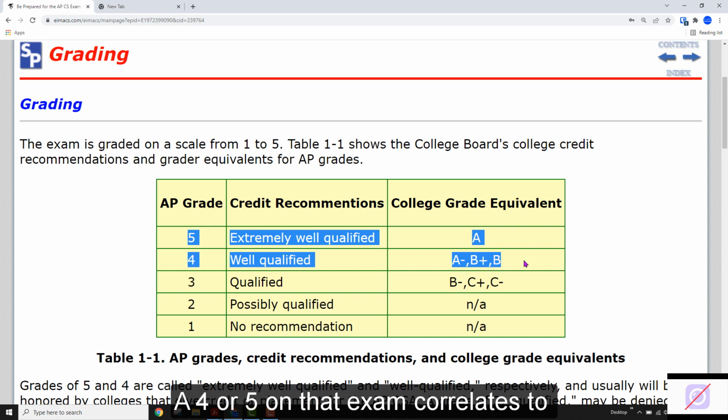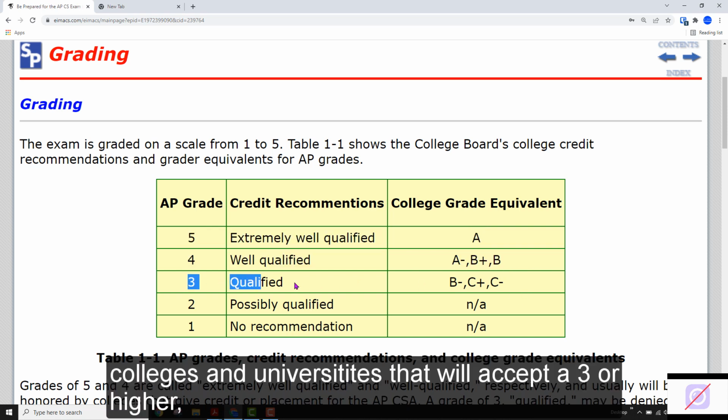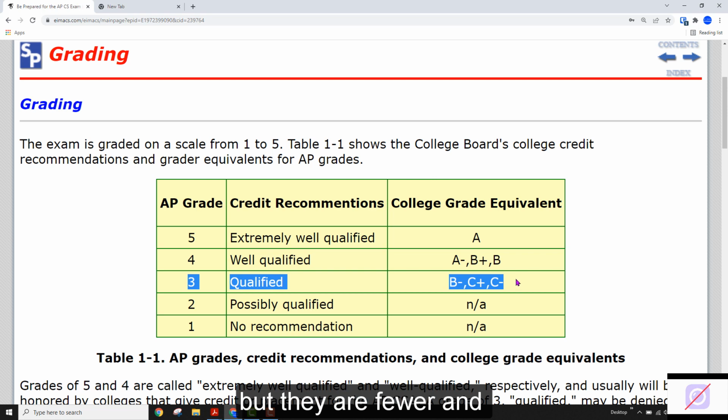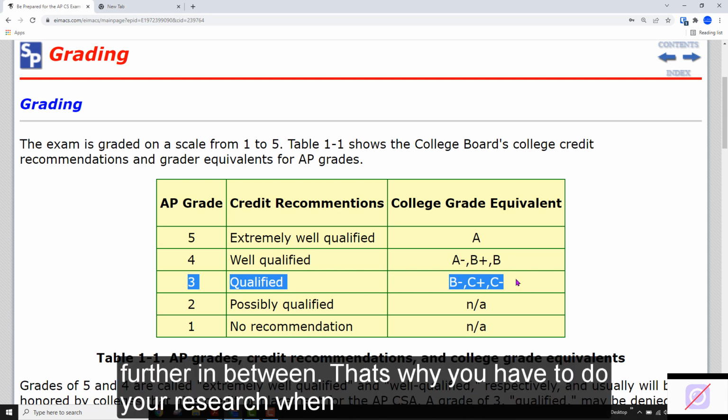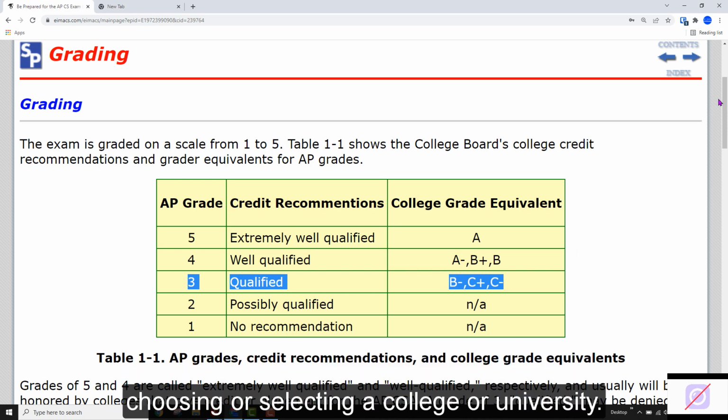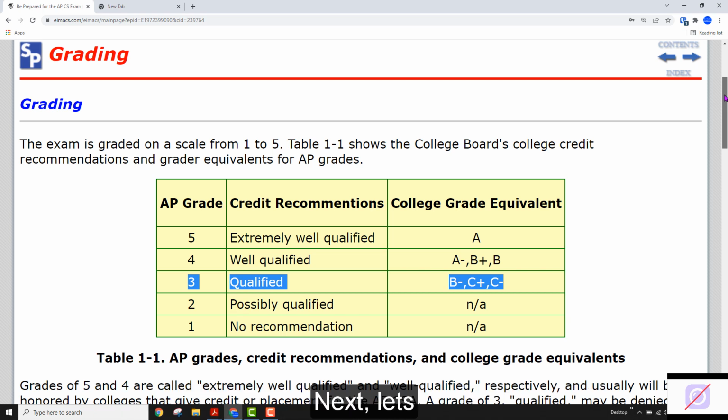A 4 or a 5 on that exam correlates to an A or B in the class. There are colleges and universities that will accept a 3 or higher, but they are fewer and further in between. That's why you have to do your research when choosing or selecting a college or university.